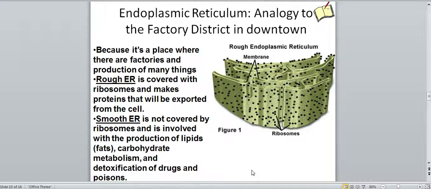If the cell was a city, this organelle called the endoplasmic reticulum would be like the district where all the factories are. And in the case of Los Angeles, maybe the factory district or the fashion district where things are produced.